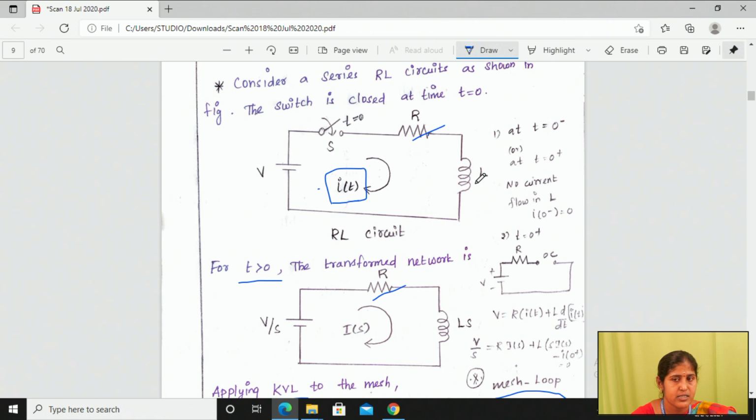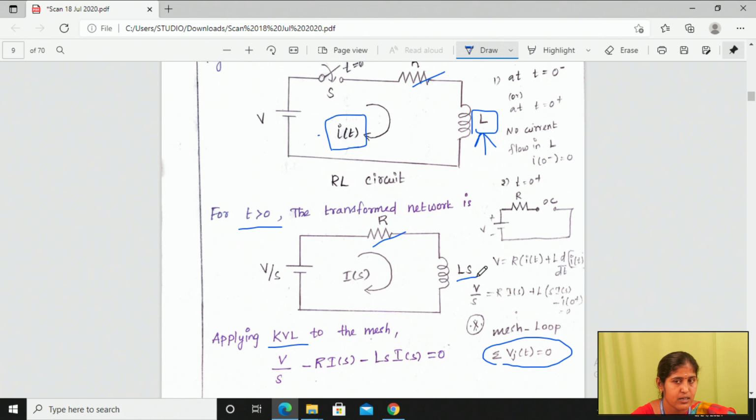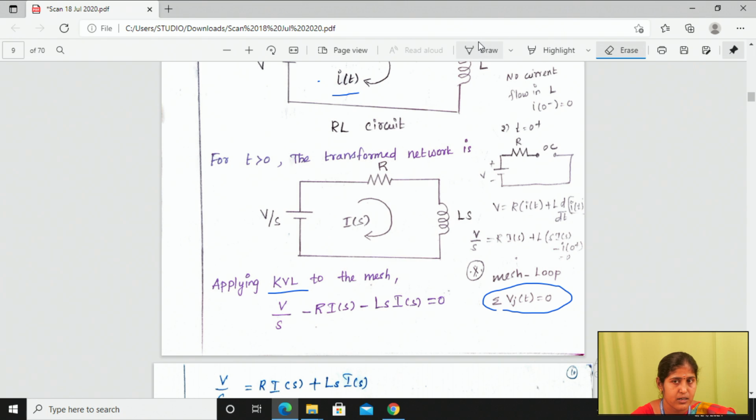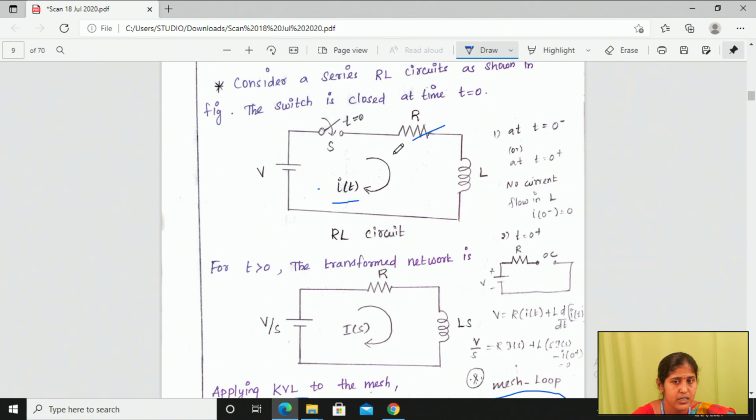The next case is the inductance. When we take the Laplace transform of the inductance value, you get Ls. This is also important. So now you understood how we can redraw the given time domain circuit into frequency domain. Is it clear? Yes, fine. So after redrawing your given time domain circuit into frequency domain, you have to apply KVL. We already know why we need to apply KVL and where we have to apply it. In this network they have given the single loop.